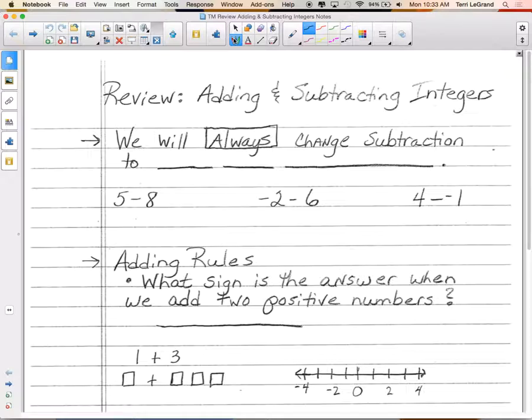So today we are going to review adding and subtracting integers, and we're going to use addition rules because we will always, notice I put a box around the word always, change subtraction to what? Add the opposite. Fill in those blanks to add the opposite. It does not say sometimes. It does not say when the temperature is above 0. It does not say when you are feeling good. It does not say if you have red hair, even if it's not natural. It says always change subtraction to add the opposite. Okay? So let's practice that.